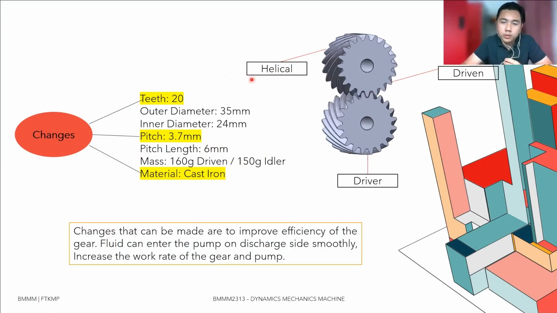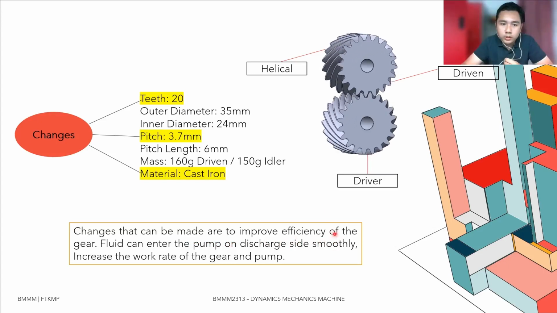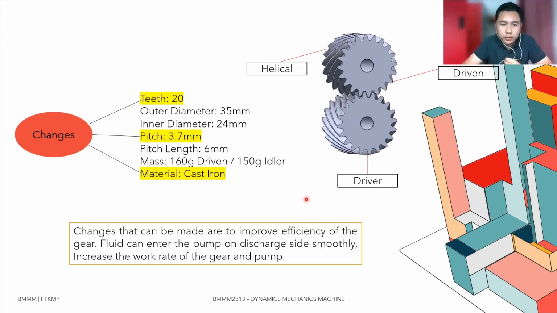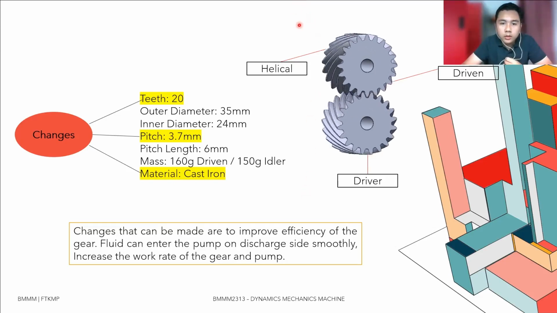So we continue about the new gear design. This is an example of driver and driven. This is circle, driven and driver. Changes that can be made to improve the efficiency of the gear: fluid can enter the pump on the discharge side smoothly, increasing the work rate of the gear and pump.